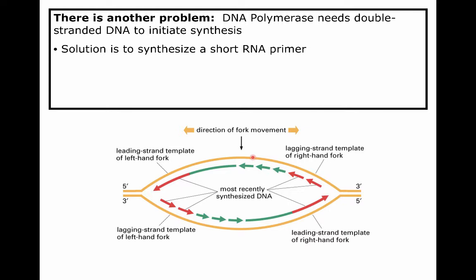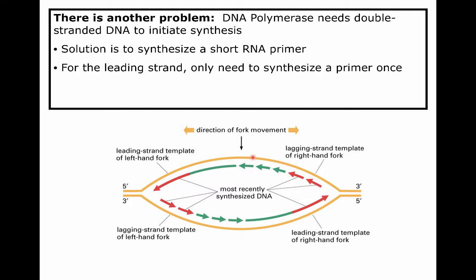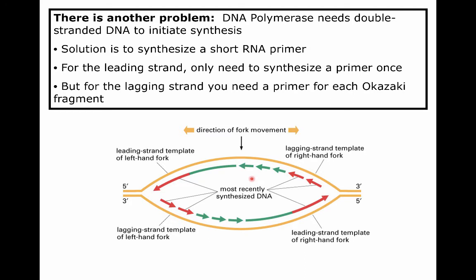So RNA is allowed to be made with just a single strand because of an enzyme. And so if we add those primers, then the DNA polymerase can use those. For the leading strand, we only need to synthesize a primer once. For the lagging strand, you need to do it for each lagging strand, or each Okazaki fragment.